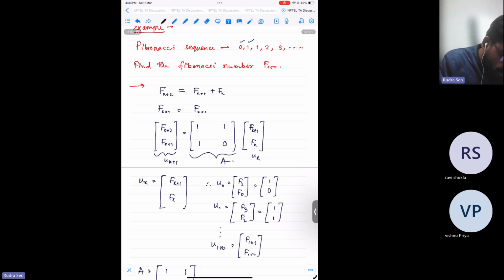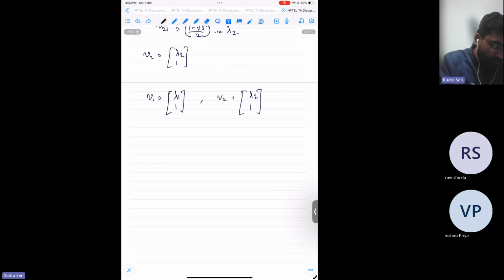u0 is f0, f1. u1 is f2, f1, and this thing. Sorry for this mistake. So this is uk, this is uk plus 1. Okay, so uk is basically fk plus 1, fk. So when u naught is basically f1 f0, because we have only f0 and f1 terms, and from here we find out the f100 term, right?